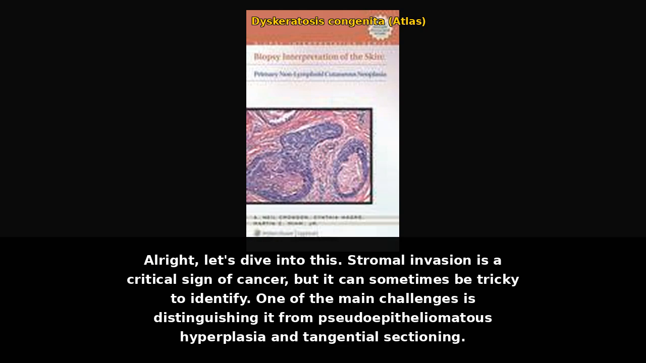All right, let's dive into this. Stromal invasion is a critical sign of cancer, but it can sometimes be tricky to identify. One of the main challenges is distinguishing it from pseudoepitheliomatous hyperplasia and tangential sectioning.